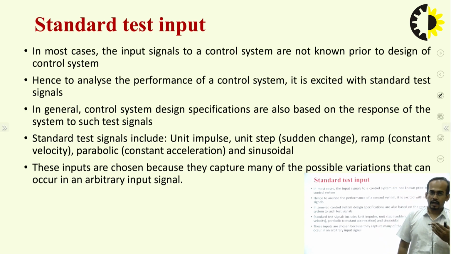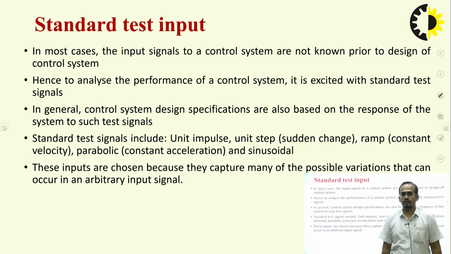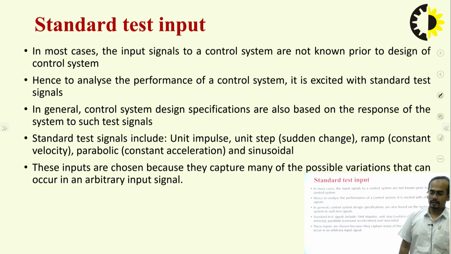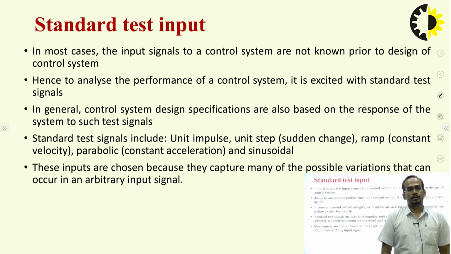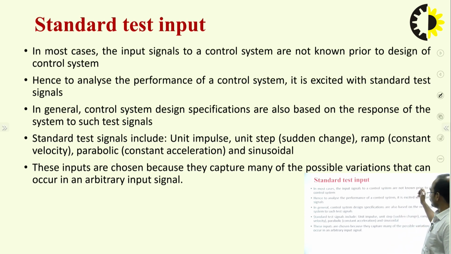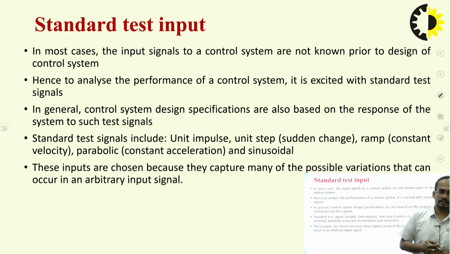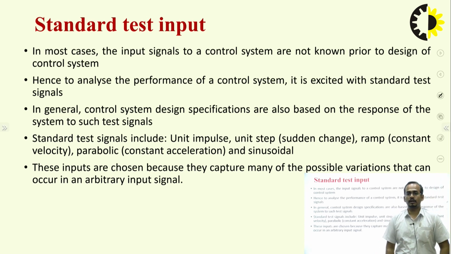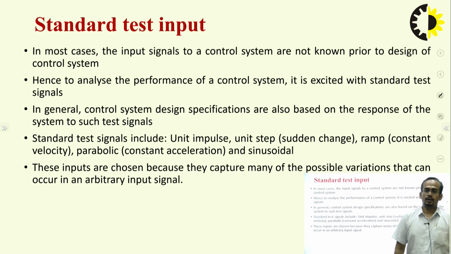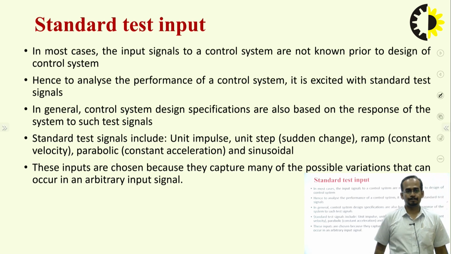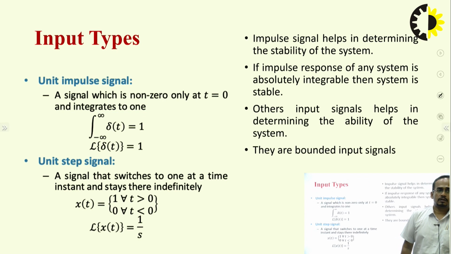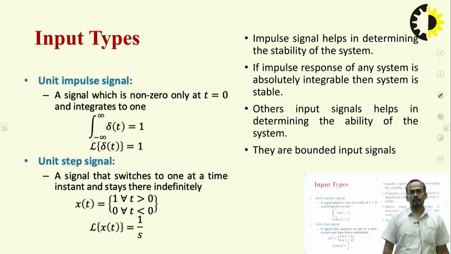So, what are the standard test signals which are used for getting the response of the system? In most cases the input signals to a control system are not known prior to the design of a control system. Hence, to analyze the performance of a control system, it is excited by standard test signals such as unit step signal, unit ramp signal, and parabolic signals, etc. So, what are these signals?